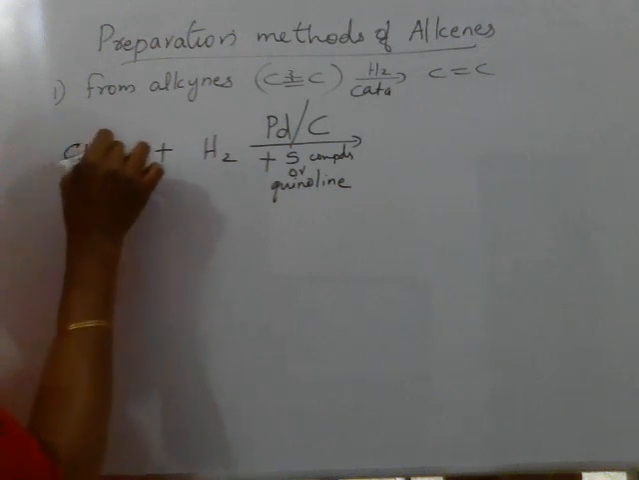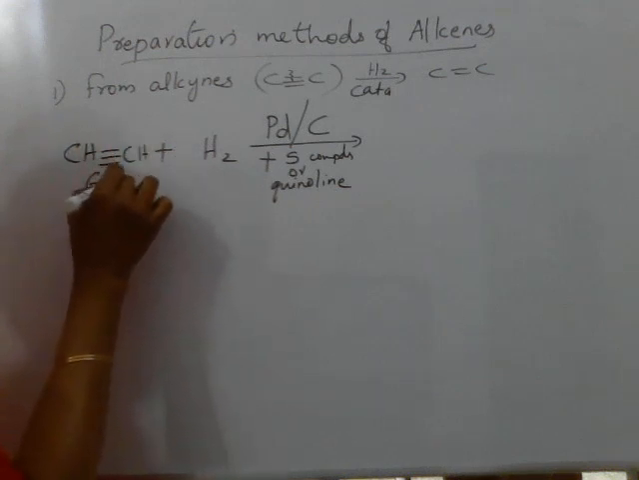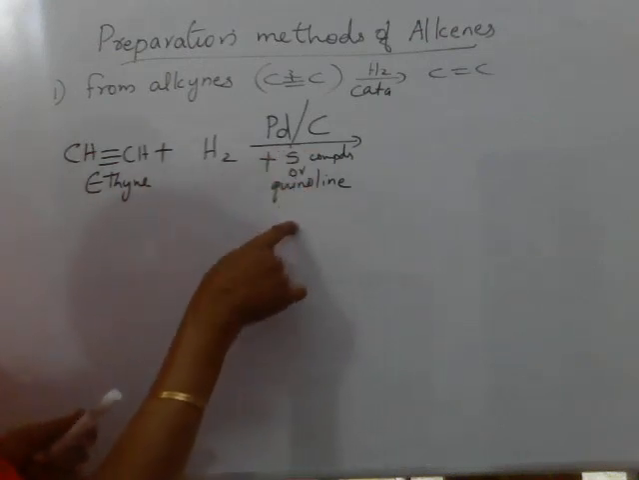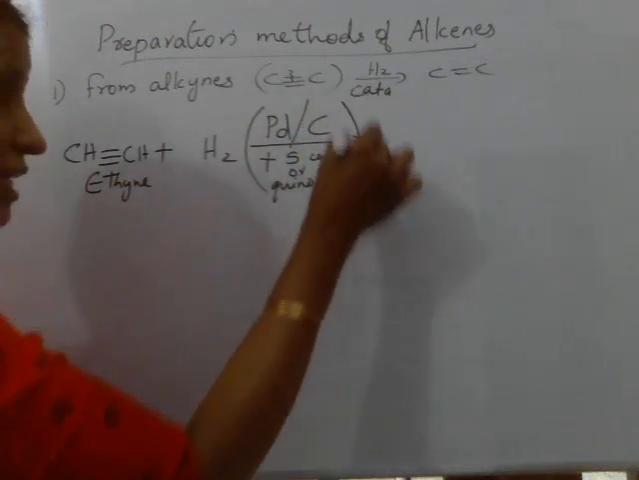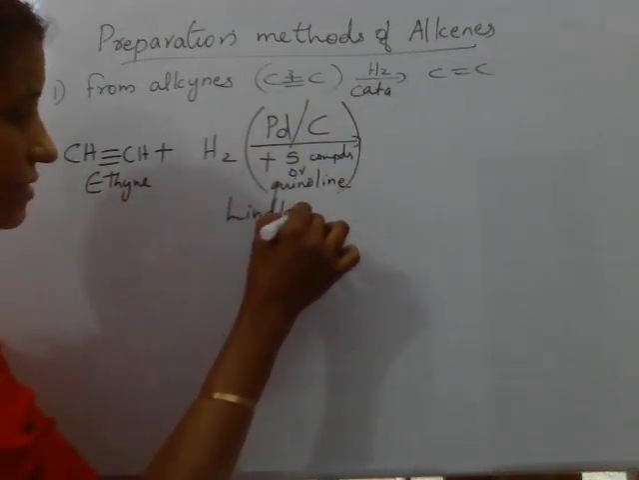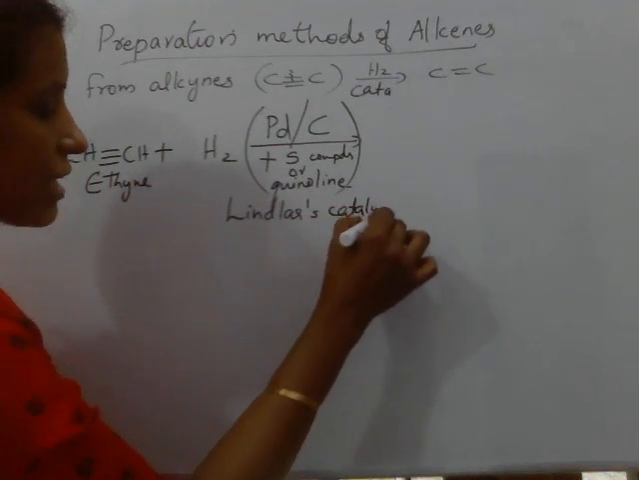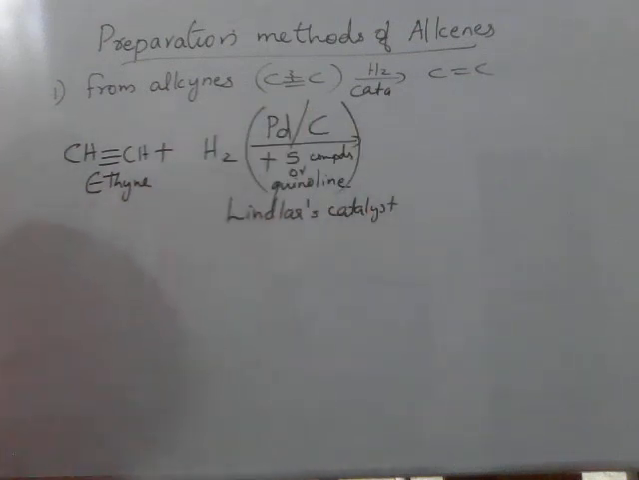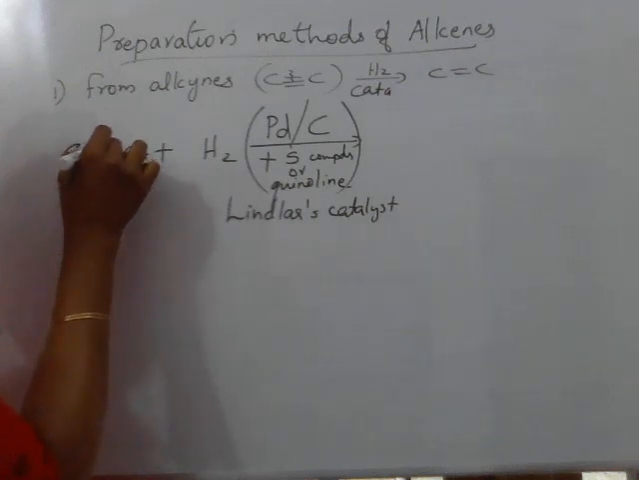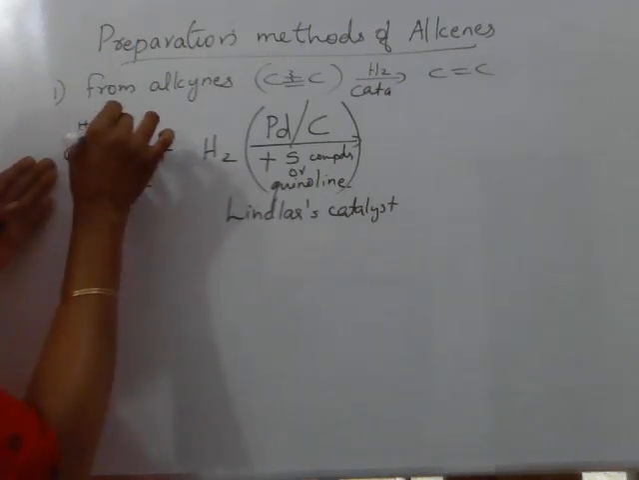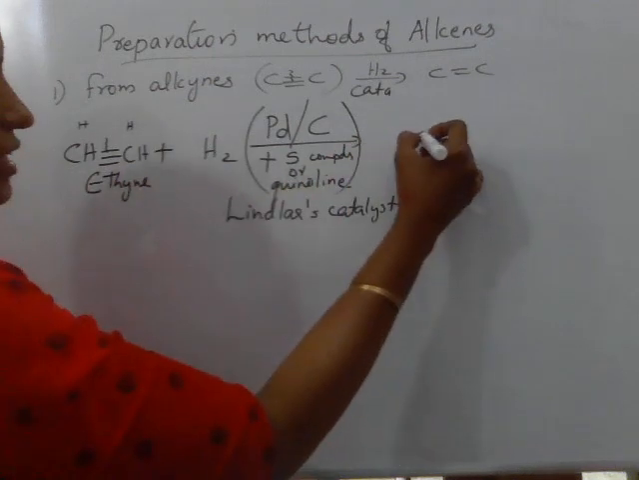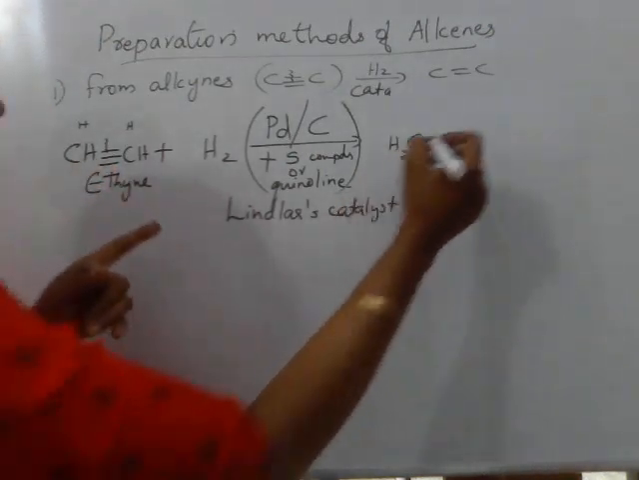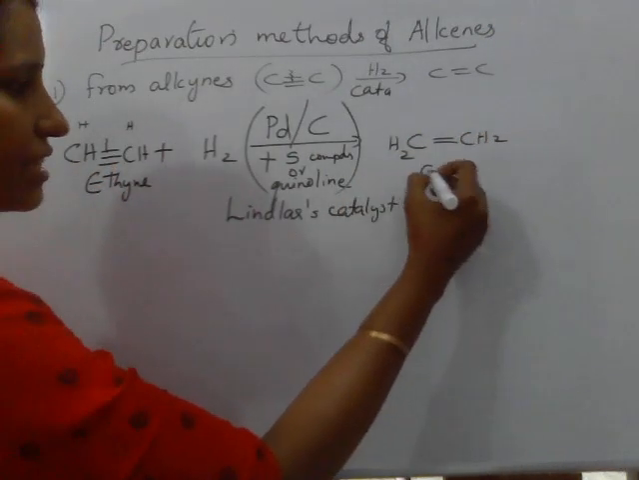So a calculated amount of hydrogen is added to an alkyne. For example, ethyne, CH triple bond CH. We know this is ethyne. Hydrogenation in the presence of partially deactivated palladized charcoal. This catalyst has got a name. This is known as Lindlar's catalyst. What is Lindlar's catalyst? Partially deactivated palladized charcoal catalyst is called Lindlar's catalyst. So only one of the pi bonds breaks and hydrogen will be added to the triply bonded carbon atoms. So what do we get? CH2 double bond CH2, the triple bond breaks into a double bond. We get ethene.